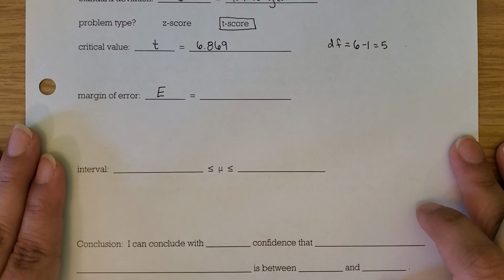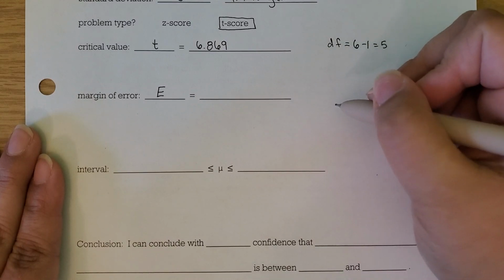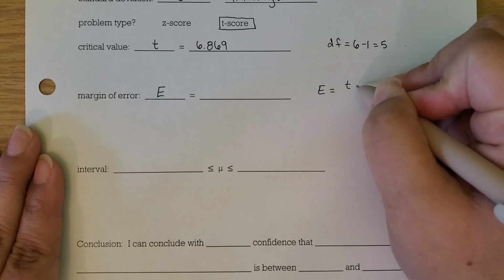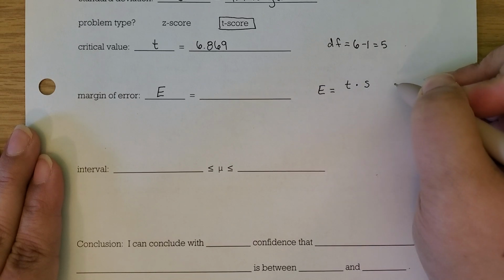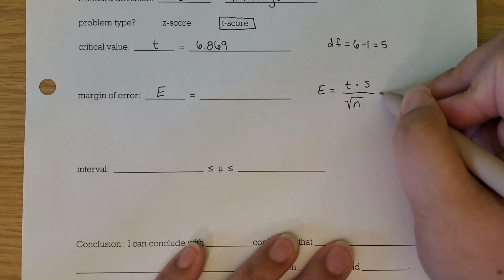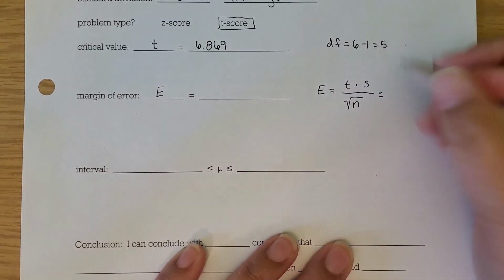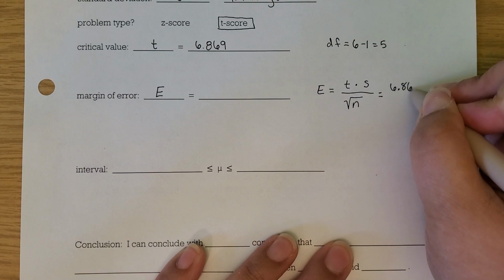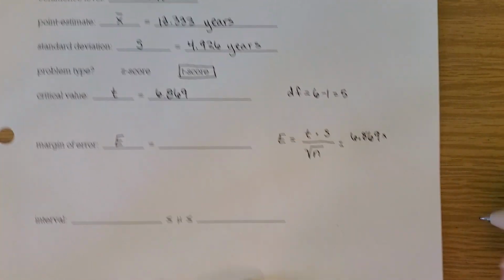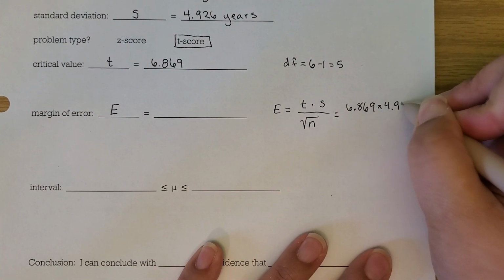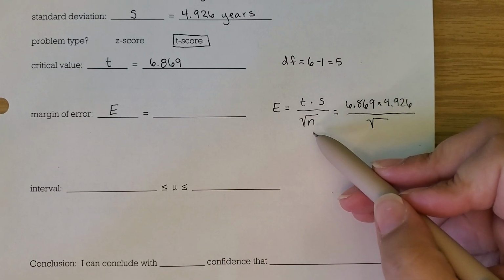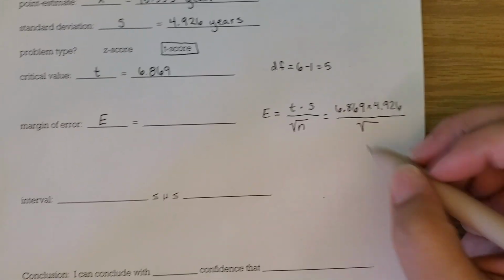All right, for our margin of error, the formula when you have a t-score is going to be your critical value of t times your standard deviation of s over the square root of your sample size. So we're going to do 6.869 times s, which was 4.926. And we're going to divide that by the square root of n, which we found was 6.